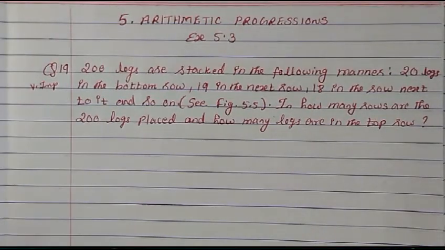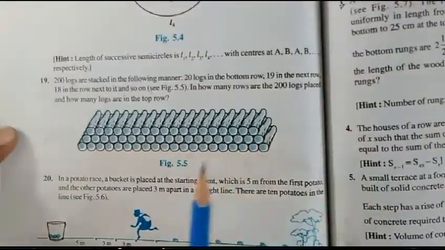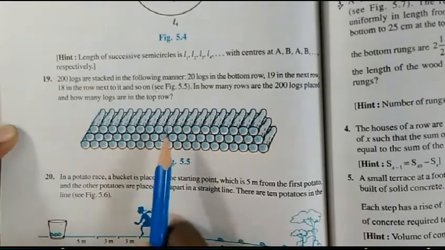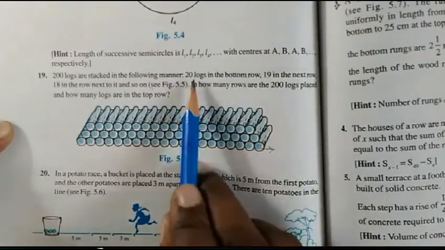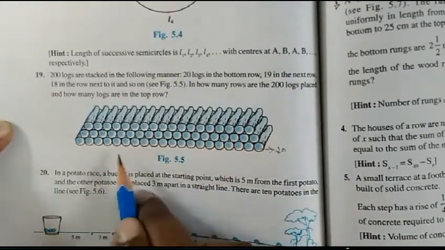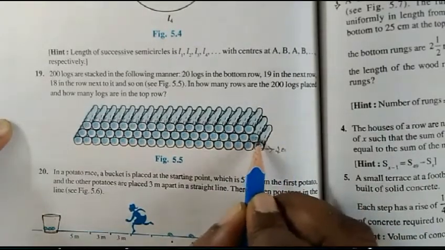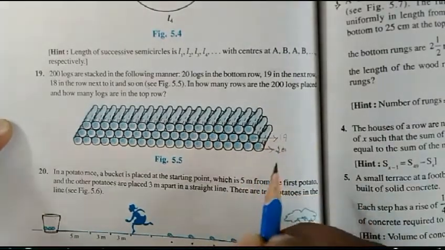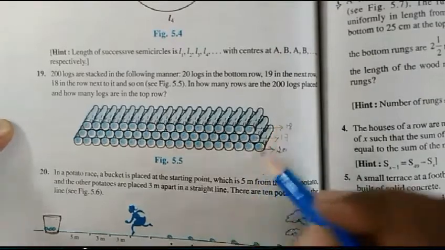This is the figure you have, question 19. You see here, 200 logs are stacked. This is the bottom row. How many logs are there? 20 logs in the bottom row. See 1, 2, 3, 4, 5, 6, 7, 8. So there are 20 logs in the bottom row. Then the next row is this row. Here there are 19 logs. And the next row, here there are 18 logs. So like that you go up.